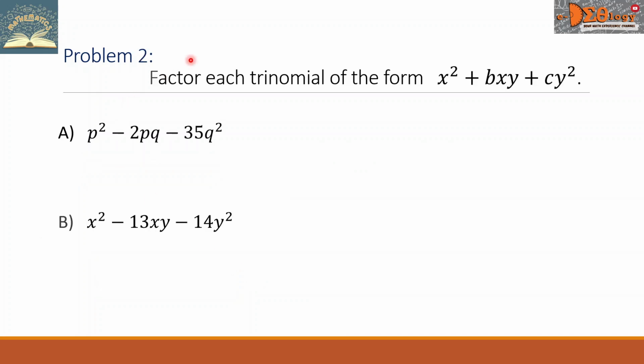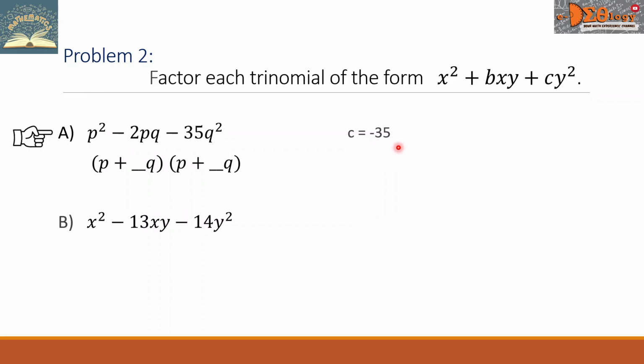Problem 2. Factor each trinomial of the form x squared plus bxy plus cy squared. Let's begin with A. We have here p squared minus 2pq minus 35q squared. For the answer, we should have p plus blank q times p plus blank q. We need the numbers for the blanks respectively. First, we collect the value of c. In here, the value is negative 35.